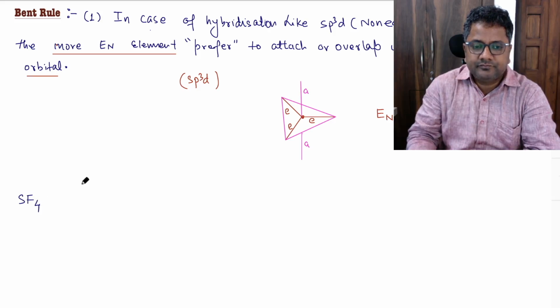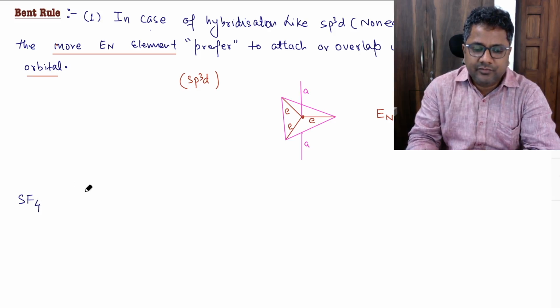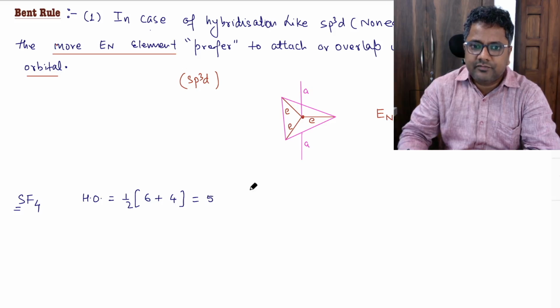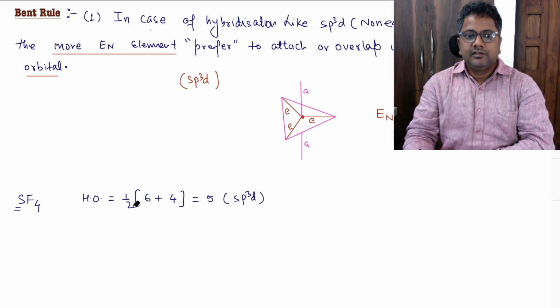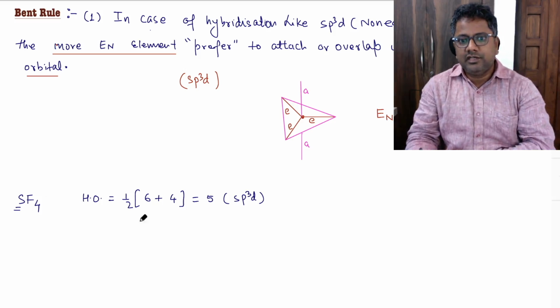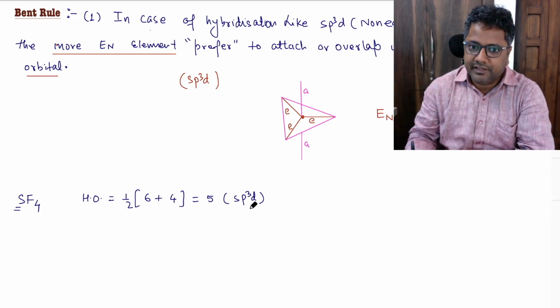In the second case, now see, suppose you have a molecule like SF4. So in case of SF4, what is the hybridization of sulfur? Hybrid orbitals is equal to 1 by 2 of the number of valence electrons, 6, plus fluorine is monovalent, so 4, which is 10. So this is equal to 5, and the hybridization is sp3d. So in the sulfur of this molecule, the hybridization is sp3d, right?